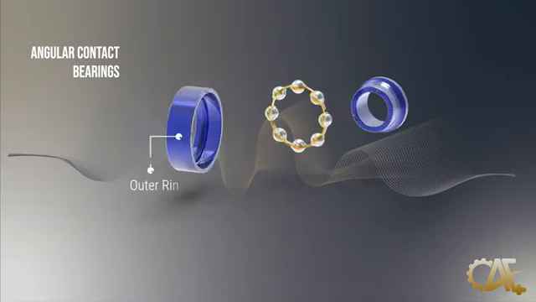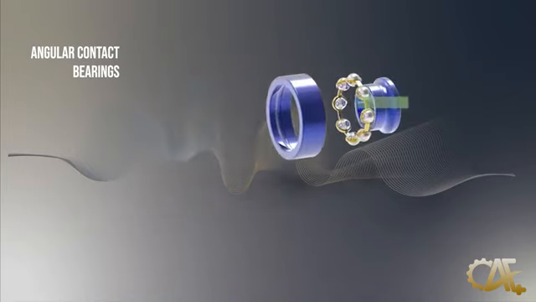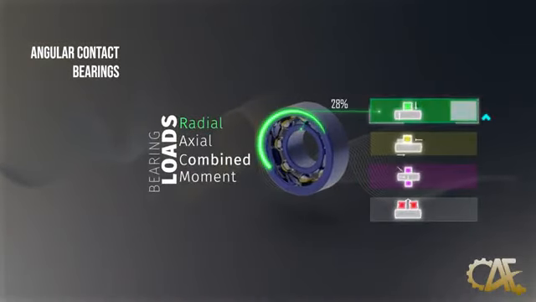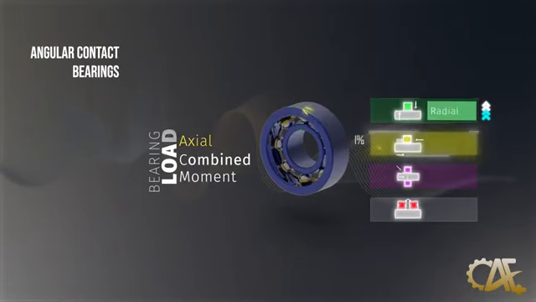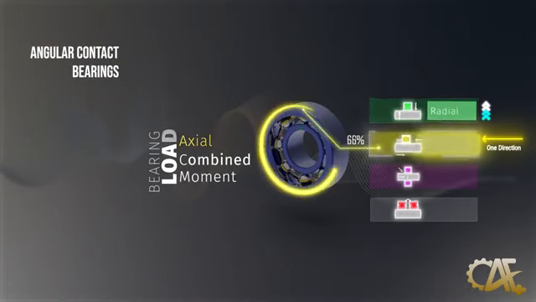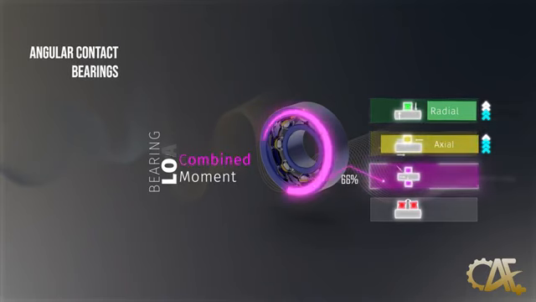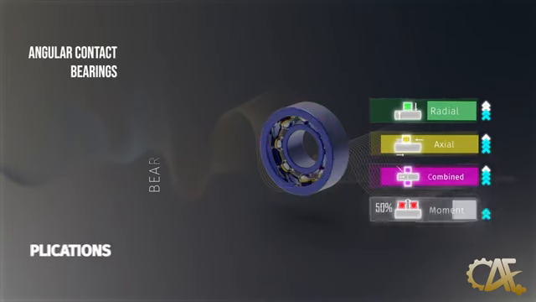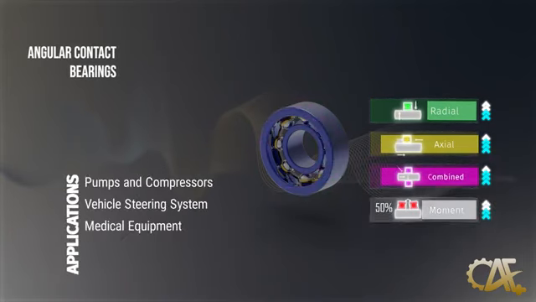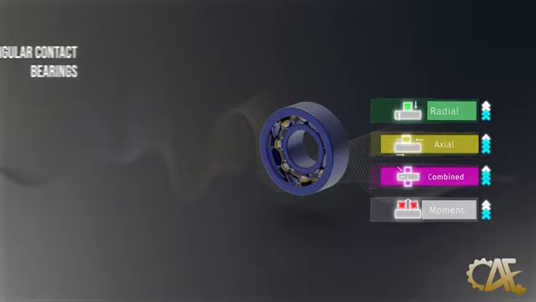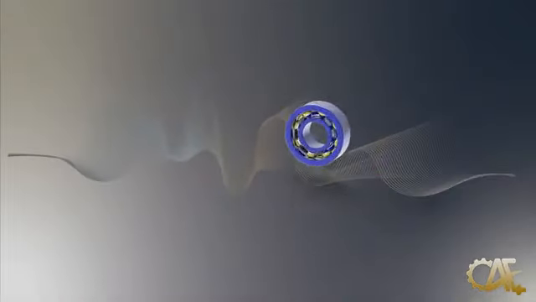Analyzing the bearing load performance chart for these bearings showcases their capability in handling radial loads, securing 2 points, and excel in managing both axial and combined loads, earning 3 points for each. Though not inherently designed for moment loads, their distinct design enables them to bear minor momentary loads. Angular contact bearings find frequent utility in pumps and compressors, vehicle steering systems, and medical equipment. Their ability to handle combined loads and high stiffness contribute to improved equipment performance and reliability.